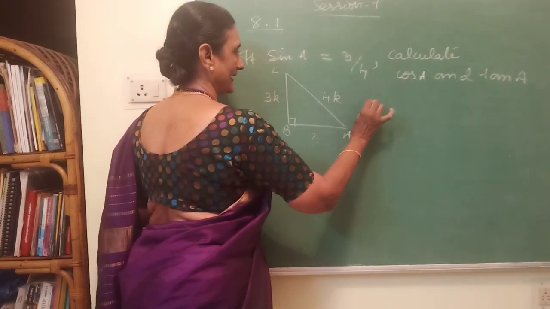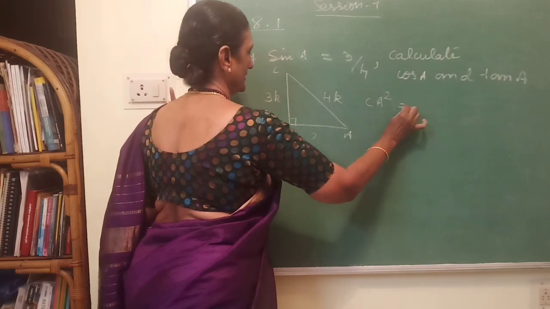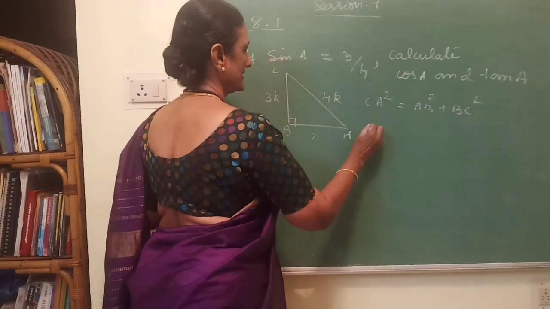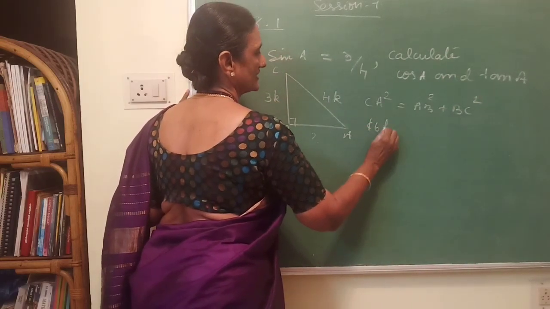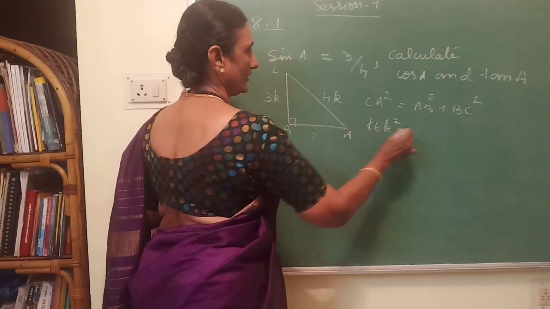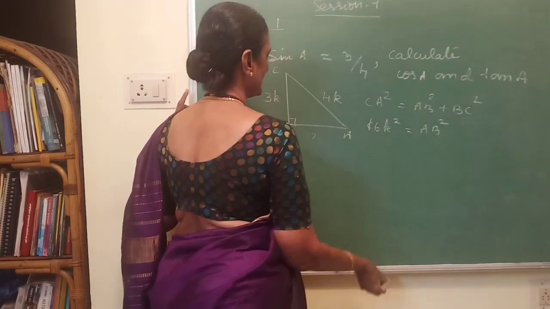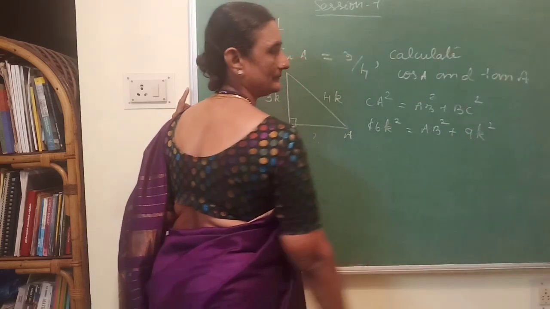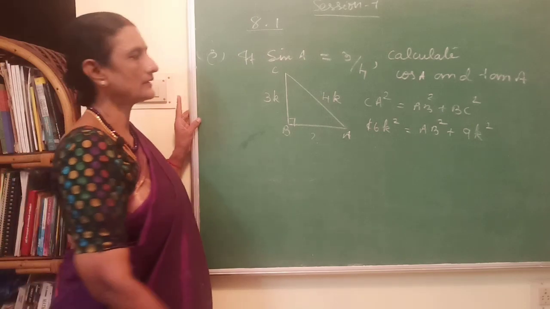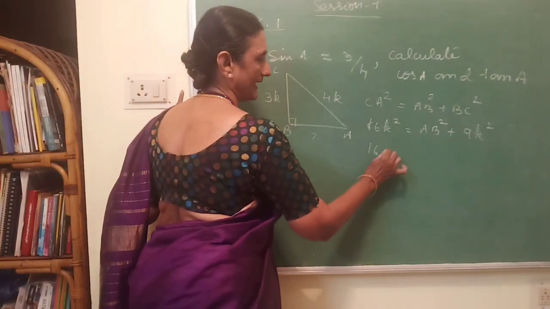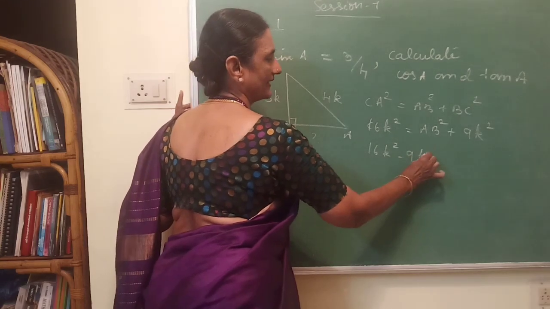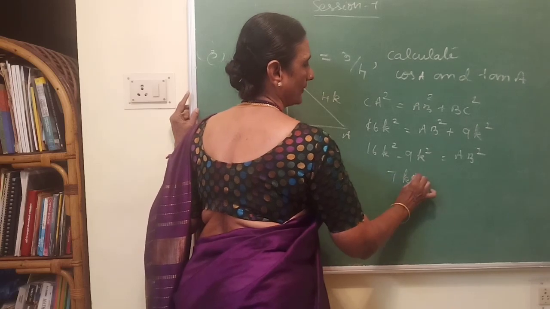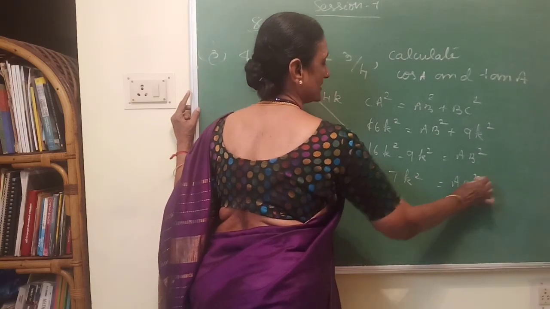Again apply Pythagoras theorem. CA square is equal to AB square plus BC square. So CA square is 16K square. AB square we don't know, so let it be like this. And then BC square is 3K square, that is 9K square. Have you all taken down in your notebook? Therefore, 16K square minus 9K square is equal to AB square. That is 7K square is the value of AB square.